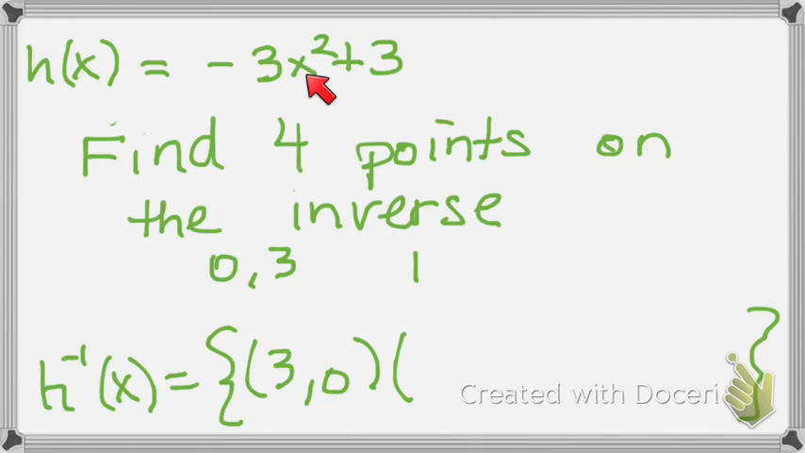1 squared is? 1. 1 squared is 1. 1 times negative 3 is negative 3, and negative 3 plus 3 is 0. So if I plug in a 1, I get a 0. So if I turn it around, I get 0, 1.